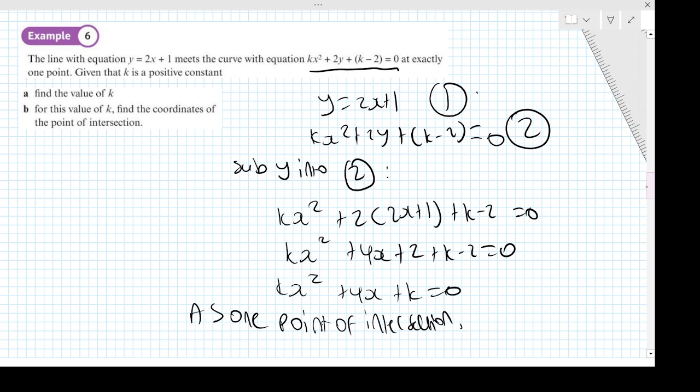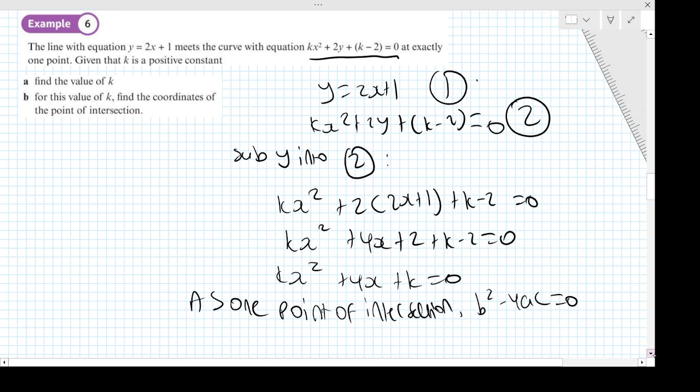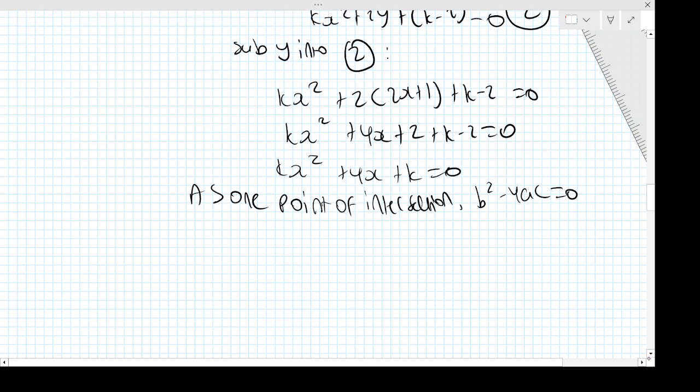That means the discriminant here, b squared minus 4ac, has to equal 0 to give only one distinct solution because there's only one point of intersection. So let's just deal with the discriminant because that'll help us find k. So b squared would be 4 squared, that'd be 16, minus 4 lots of a, which would be k, lots of another k, which would be k, lots of c, which would be k as well, equals 0.